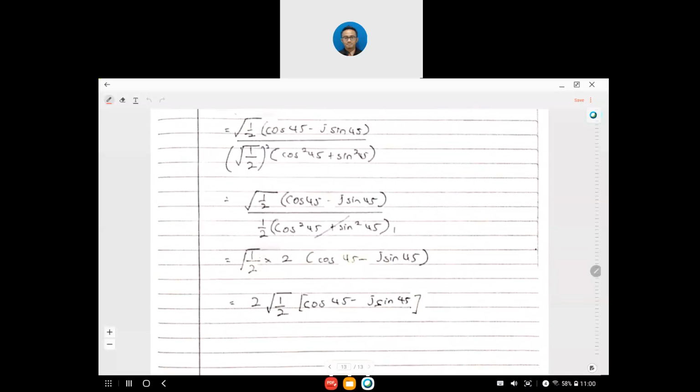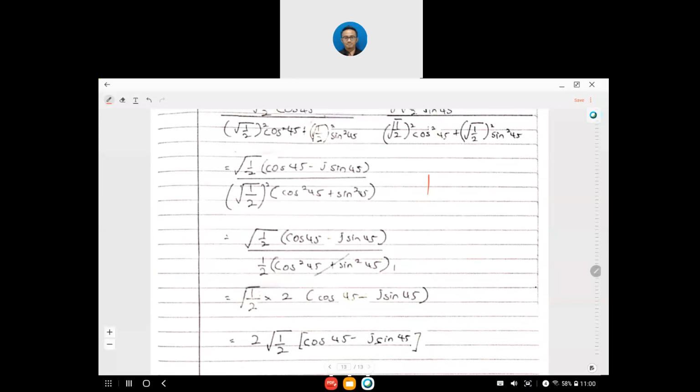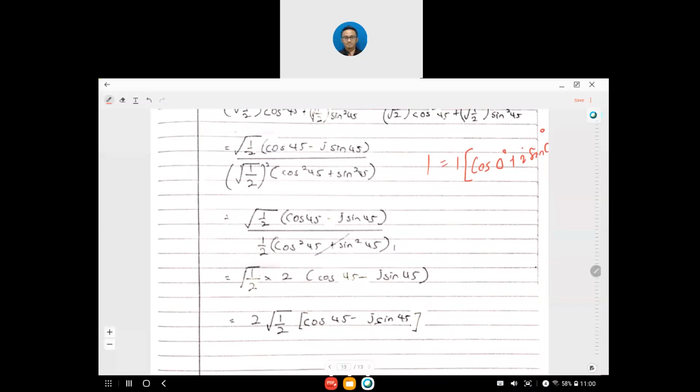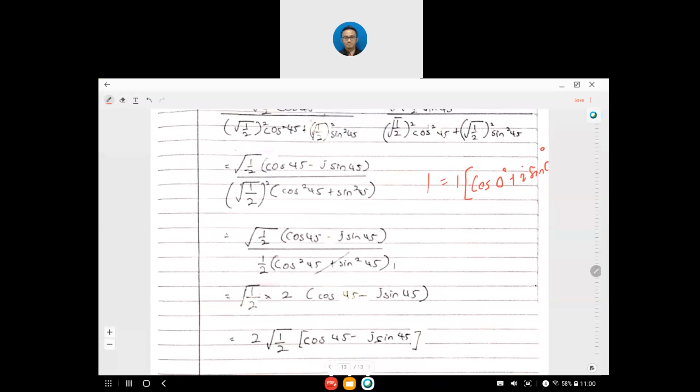So we know that 1 is also equal to 1 times cos 0 degree plus i sin 0 degree. So change it back there, and you can get the answer. Okay? Any problems? Only question 3.